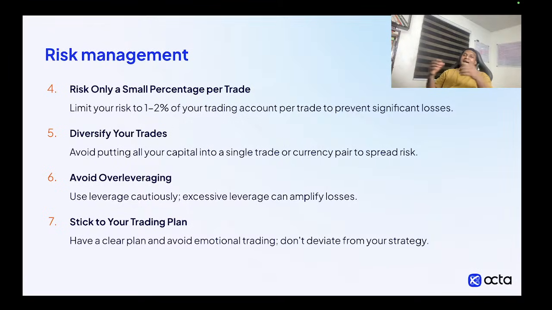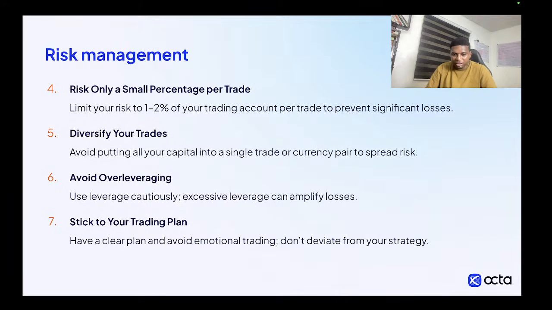6, avoid over leveraging. This is very important. You need to use leverage cautiously, because if you don't, it is going to amplify your risk. It's going to amplify your losses. If care is not taken, higher leverage can wipe off your account before your eyes.